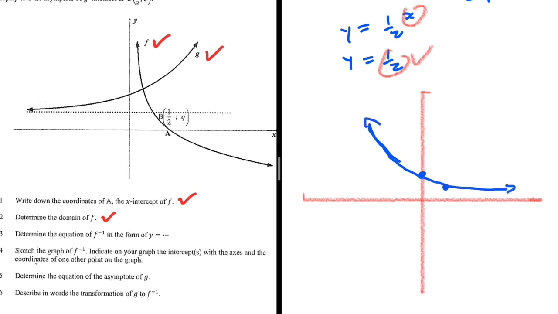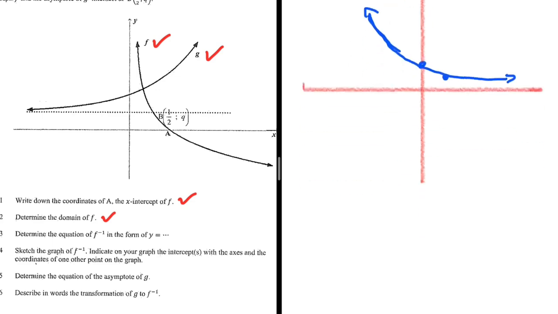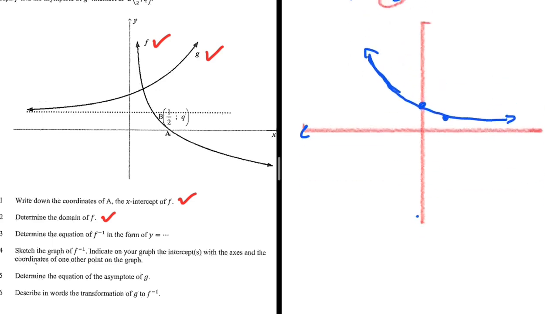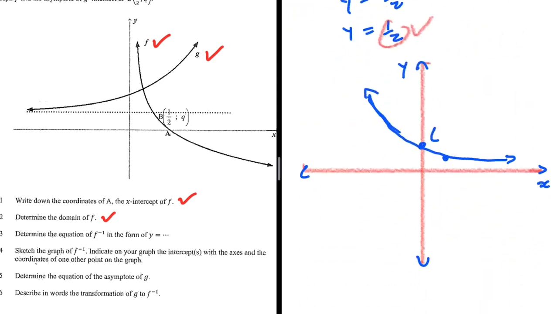We know that a half to the power x cannot be negative. So we cannot go over that line. We need to stay above it. So there we go. That is the sketch of f inverse, 6.4. Okay, let's just be a bit formal. This is x and this is y. This right here is the y-intercept, so 0 and 1, and this right here is the other point, 1 and a half. All right, looks more clean.